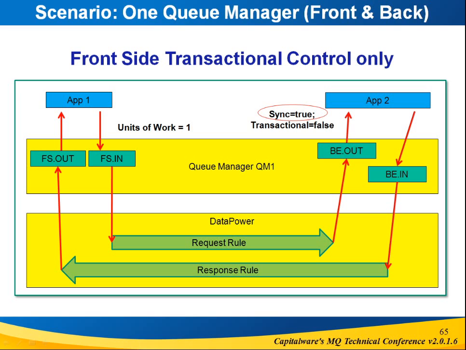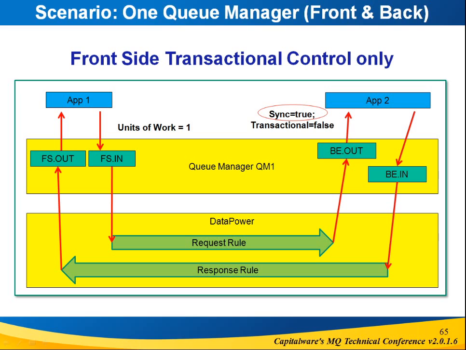Here's the reason why. If you have a single queue manager, and we go through the same scenario as before, the front-side handler getting the message from fs.in will start a new unit of work, and when the request rule back end puts the message onto be.out, because sync equals true, it's going to issue a commit at that point. And that's going to commit that entire unit of work, that entire transaction. It will now delete it from fs.in, make the message available on be.out, and that's the end of that transaction.